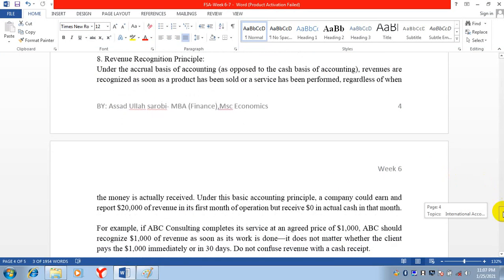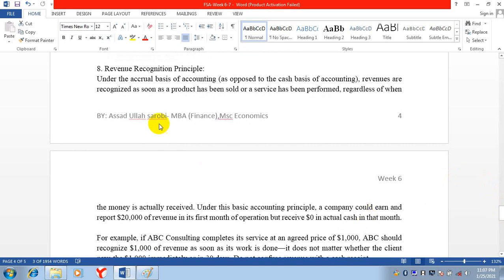The next principle is the revenue recognition principle. Under the accrual basis of accounting, as opposed to the cash basis of accounting, revenues are recognized as soon as the product has been sold or the services have been performed. Just like I told you previously, when we purchased goods or we sold goods on credit, you will recognize the revenue.